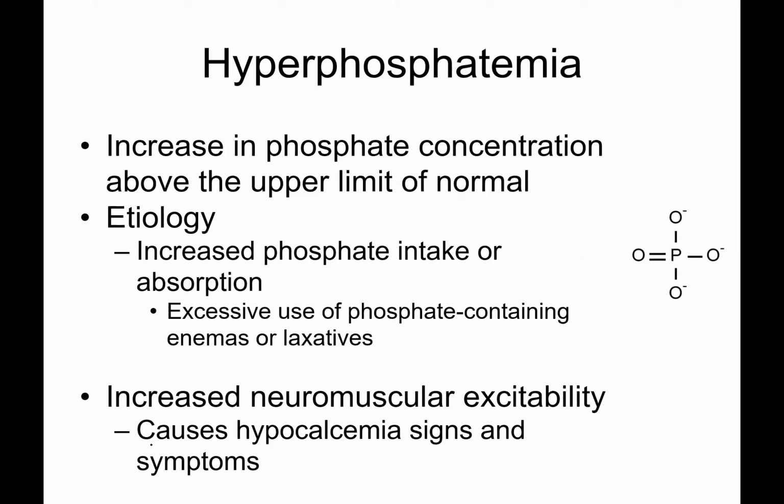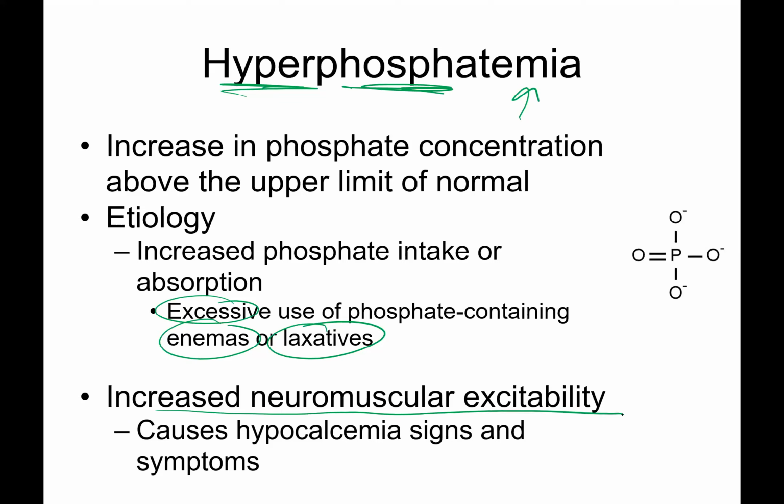Too much phosphate in the blood, hyperphosphatemia. Excessive enemas or laxatives. Increase in neuromuscular excitability.